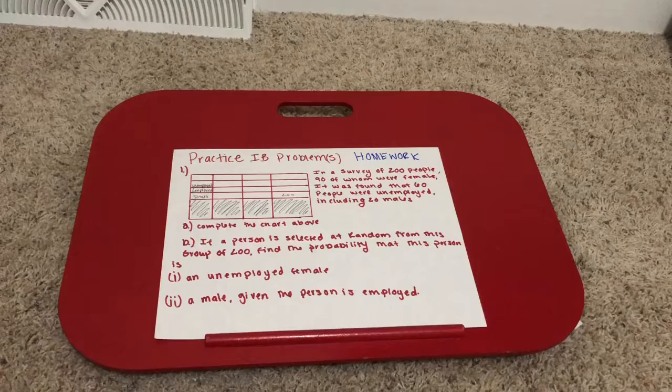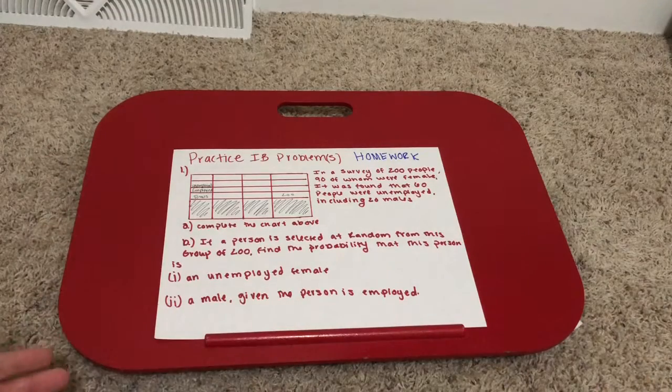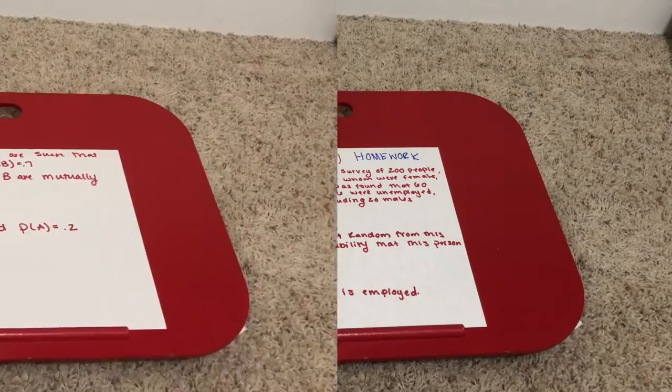Part B tells you, if a person is selected at random from this group of 200, find the probability that this person is either an unemployed female or a male given a person is employed. It's just that simple. It's a pretty simple IB problem, but it will help you towards understanding this topic.